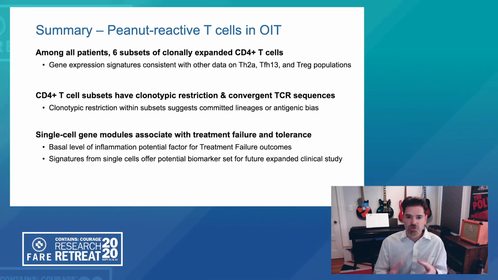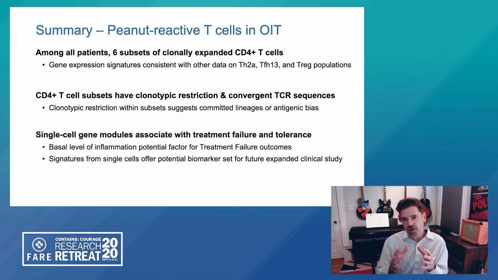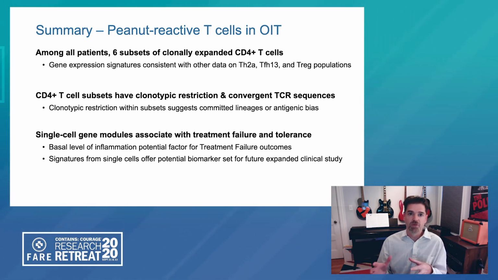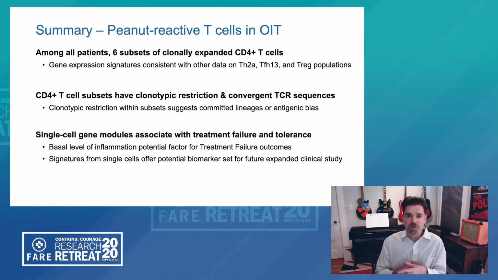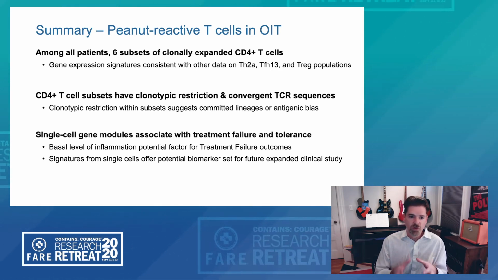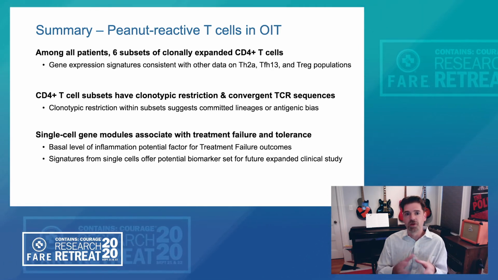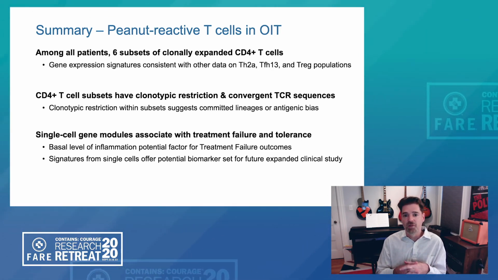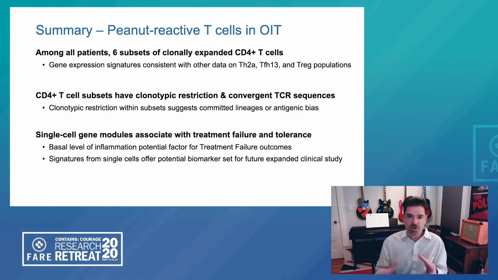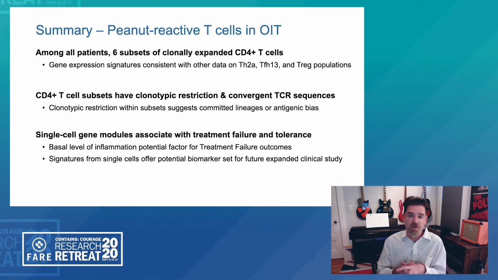And then finally, we've shown that the single cell gene modules that have been identified here in these cell types can be associated directly with clinical outcomes in this study, specifically with treatment failure. We've shown that there's a basal level of inflammation that can be a potential factor for assessing treatment failure outcomes. This obviously could provide extreme power in being able to think about enrolling patients into studies for oral immunotherapy or for prescribing such oral immunotherapies based on prior levels of inflammation within the individual.